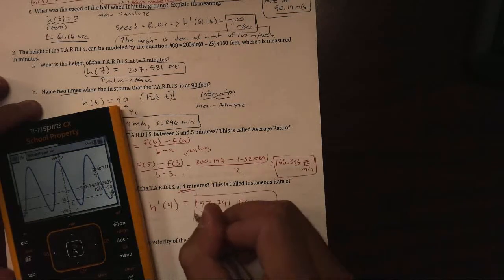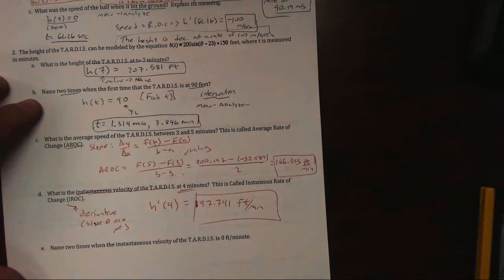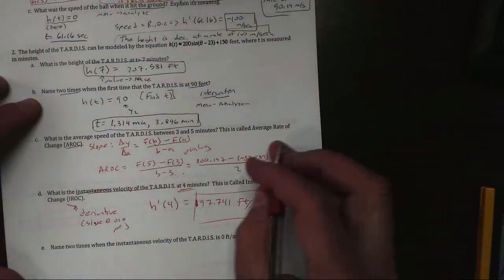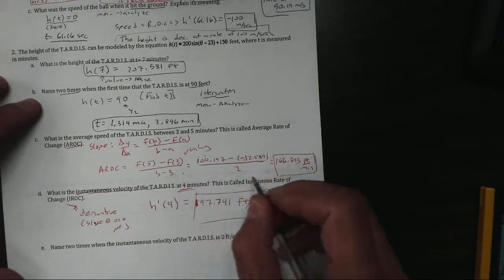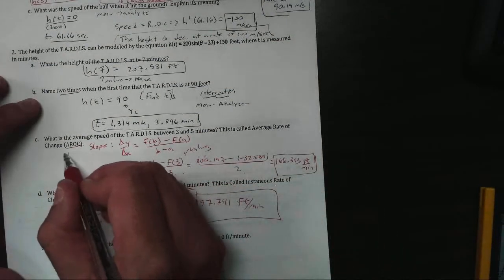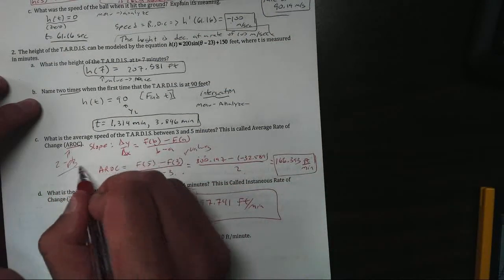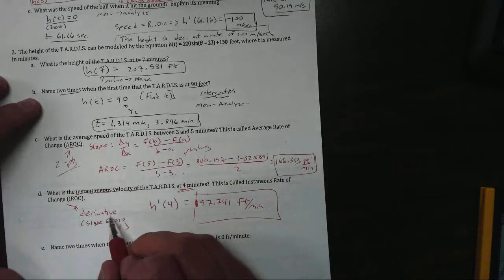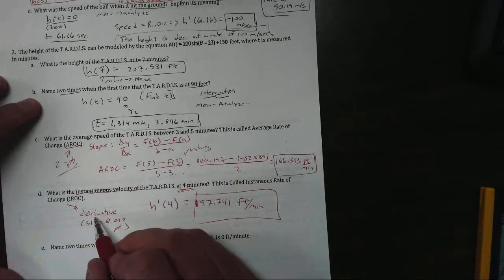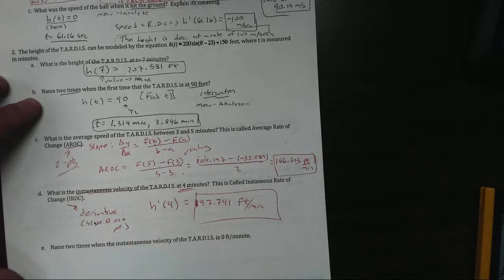With the derivative, for now, we just have to remember that there is a unit, that it is a rate of change. It's going to be feet per minute. These both find slope, but remember, the AROC requires 2 points. The derivative, IROC, the instantaneous rate of change, requires only 1 point.